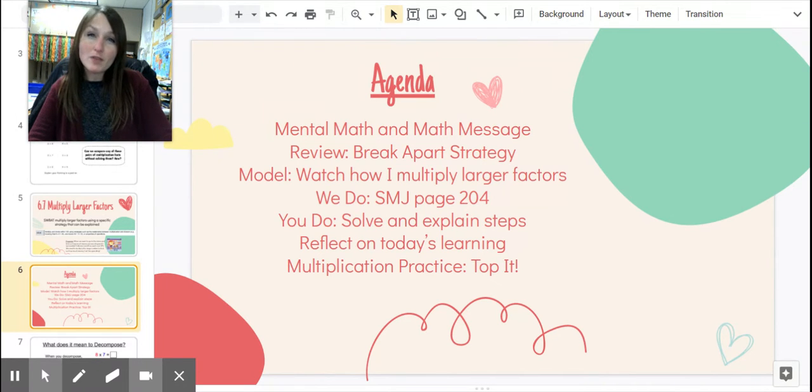You're going to work on some problems that are in your book, but like always, we write it here on the computer, and I want you to make sure that you can explain those steps today. And then we're going to reflect, and at the end, you're going to have some practice that you can do with this on a game called multiplication, practice multiplication top it.